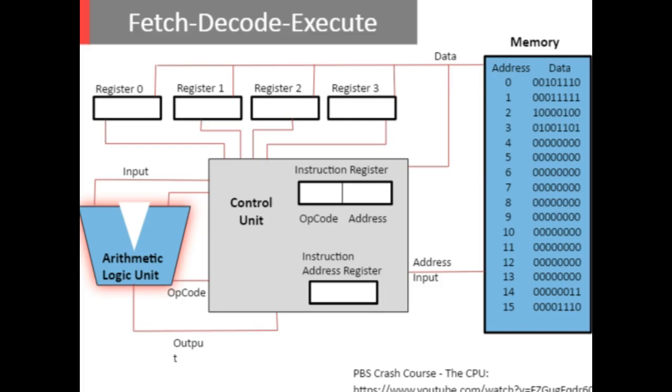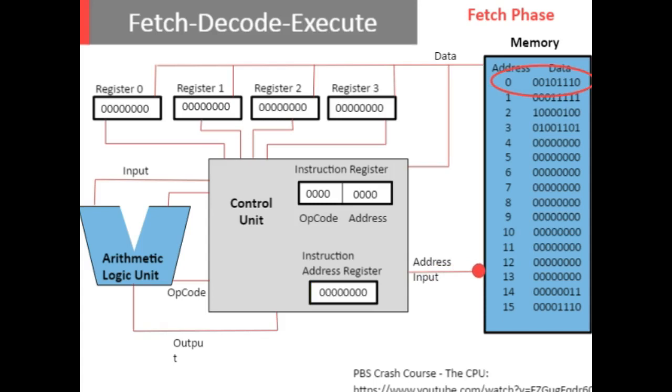When we first boot up our computer, all of our registers are initialized to 0, and we've initialized our memory with a simple computer program. We begin the fetch, decode, execute cycle by fetching our first instruction. The current address in our instruction address register is 0, so the control unit configures memory to return the value in address location 0 and loads it into the instruction register.